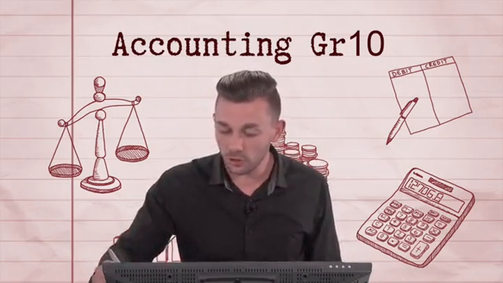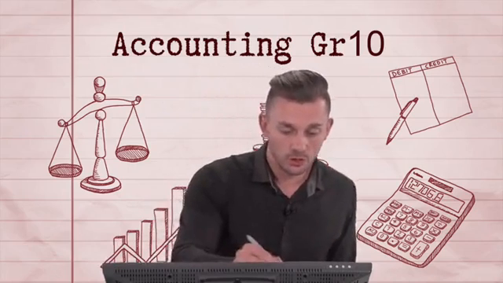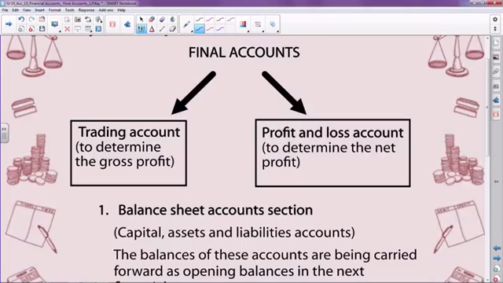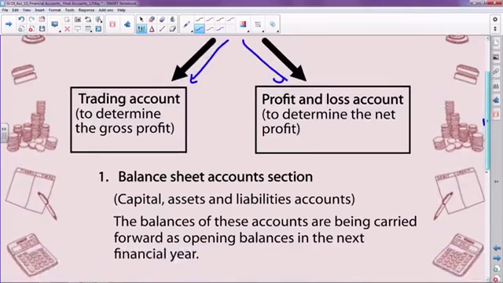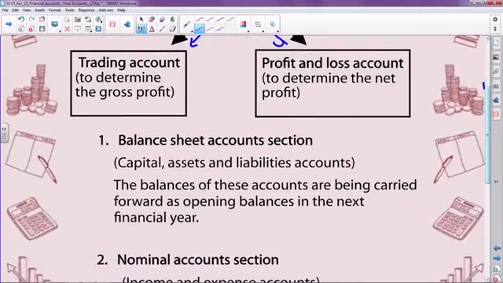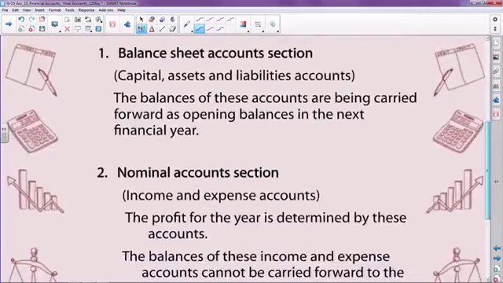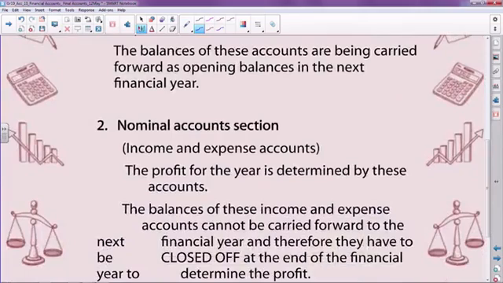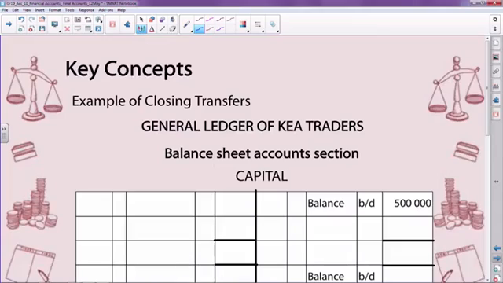So I'm giving you the final accounts, just quickly to give you a bit of revision. Trading account, the profit and loss account. Again, the balance sheet account section will never close off except your drawings, and all your nominals will go to either the profit and loss account or to your trading account. Now, the example I'm giving you is the general ledger of Kia Traders.